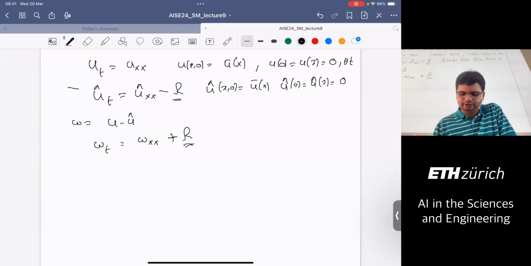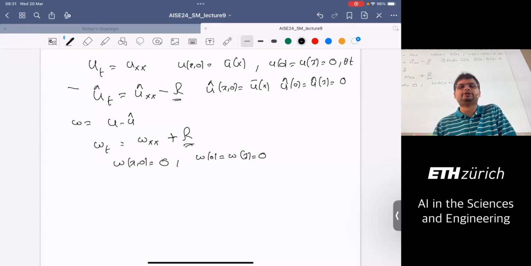That's fairly simple. And of course, W at x,0 is 0. That is because the initial conditions agree. And W at 0 equals W at 1, which is equal to 0. This is because the boundary conditions agree. So the only fluctuation, the only perturbation between the two equations, is given by this term R.